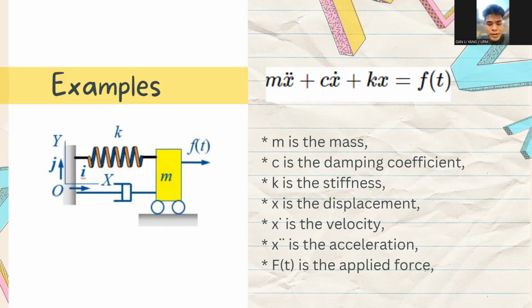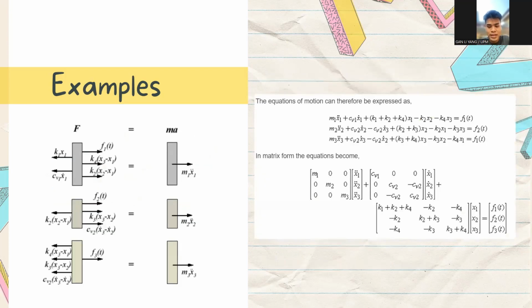As you can see from the example, this is a diagram that demonstrates the situation of the object in the building when an external force is applied on it. From here we can see that they have a formula: mẍ plus cẋ plus kx is equal to the force. m is the mass, c is the damping coefficient, k is the stiffness, ẋ is the velocity, and ẍ is the acceleration. Okay, now we move to the next slide.